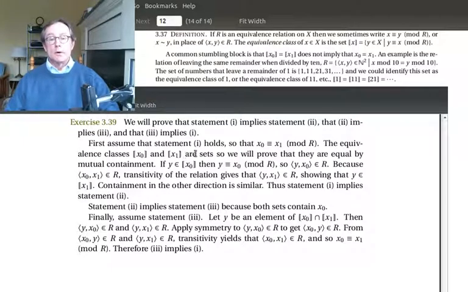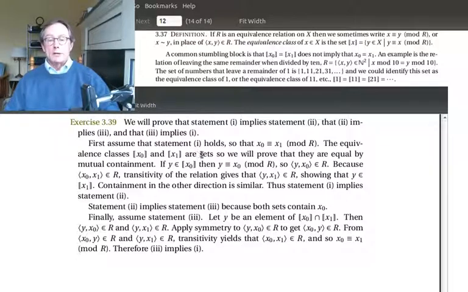Okay. So we're asked to show that if two numbers are equivalent with respect to this relation, and in the example I was saying out loud a minute ago, that means they both leave a remainder of 1 on division by 3, then the equivalence classes are the same. So, for example, the collection of things that are like 1 in that they leave the same remainder on division by 3 is exactly the same as the collection of things that are like 4 in that they leave the same remainder on division by 3.